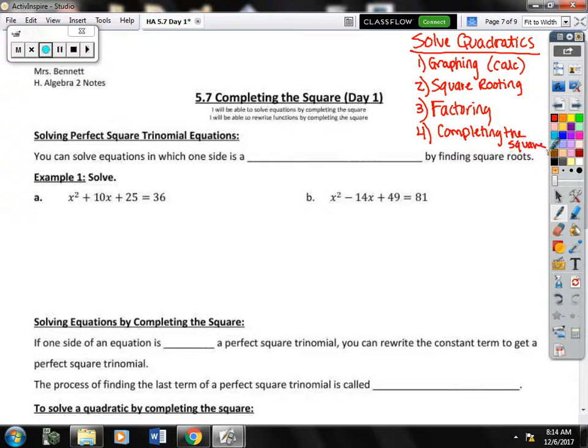Now, completing the square is kind of a longer process, at least at first, until you get the hang of it. It's usually only used when you can't factor, when you can't square root, and also when you can't graph. But sometimes it can be used in place of the graphing calculator too, if it was in the calculator problem. Okay. Now, to complete the square, we're going to be completing the equation to make a perfect square trinomial.